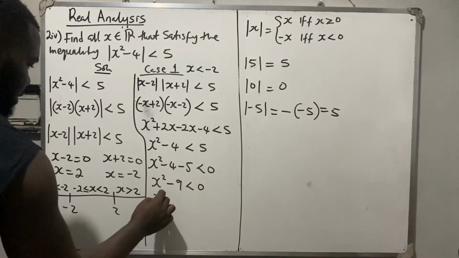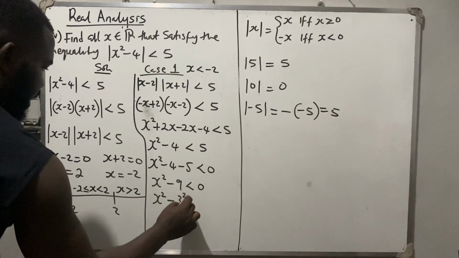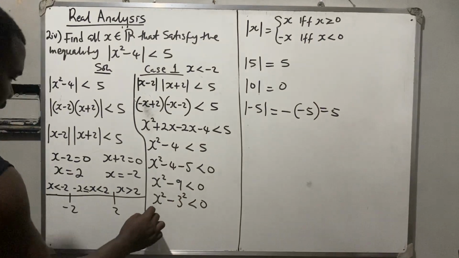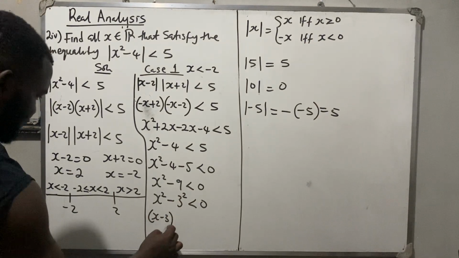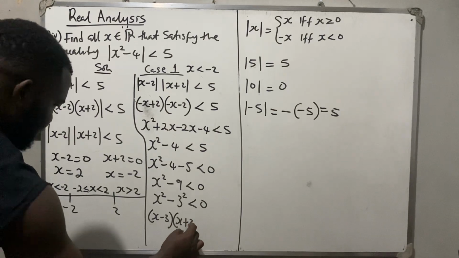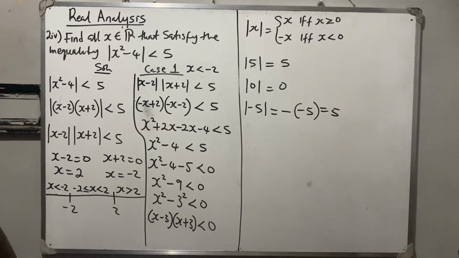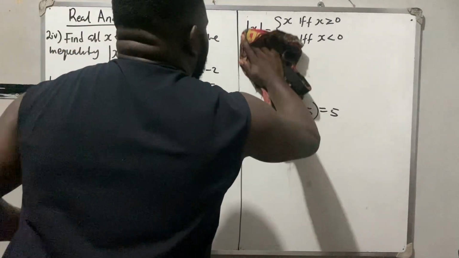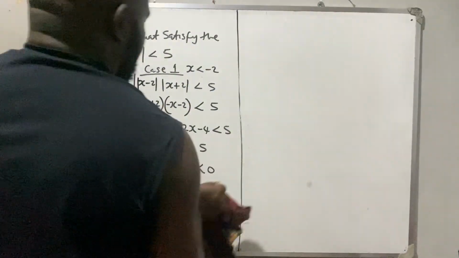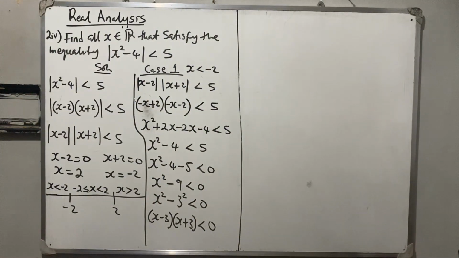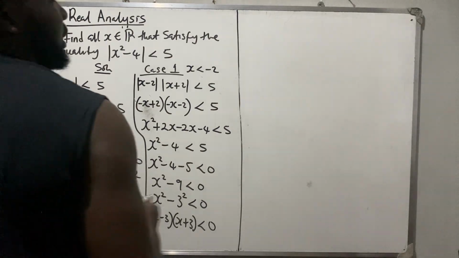So therefore, x squared minus 3 squared is less than 0. So what do we have? (x minus 3)(x plus 3) is less than what? 0. Now, how do we solve this? How do we solve this inequality? We are now done with absolute value. So we now have just an inequality. So how do we solve this inequality, the quadratic inequality?